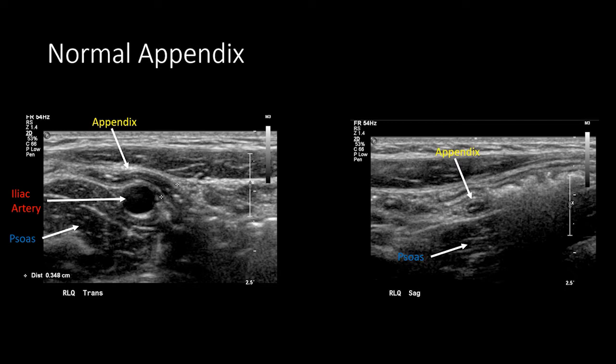Now we have the appendix in short axis, and we can see that the appendix diameter remains very small, and we don't see adjacent fluid, inflammation, or wall thickening of the appendix. So this is a nice normal appendix measuring less than 4 millimeters in the expected location of the appendix, right lower quadrant, overlying the psoas and iliac artery.